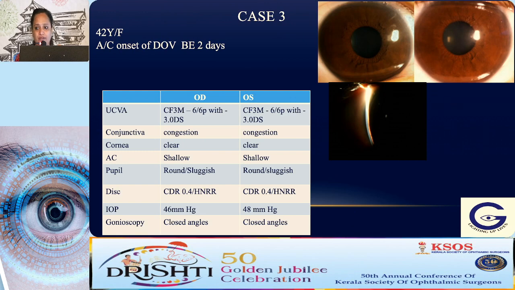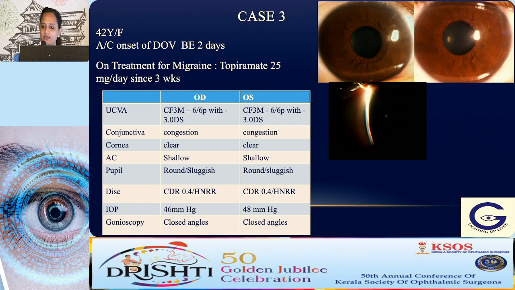It was a very convex iris, and I couldn't even indent and open. So, looking at the picture, it is not like an acute angle closure attack. I asked about the history. Then she told me she is on treatment for migraine and she is on topiramate 25 milligram per day since 3 weeks. So here the diagnosis is a drug-induced acute angle closure, and the mechanism is posterior pushing.